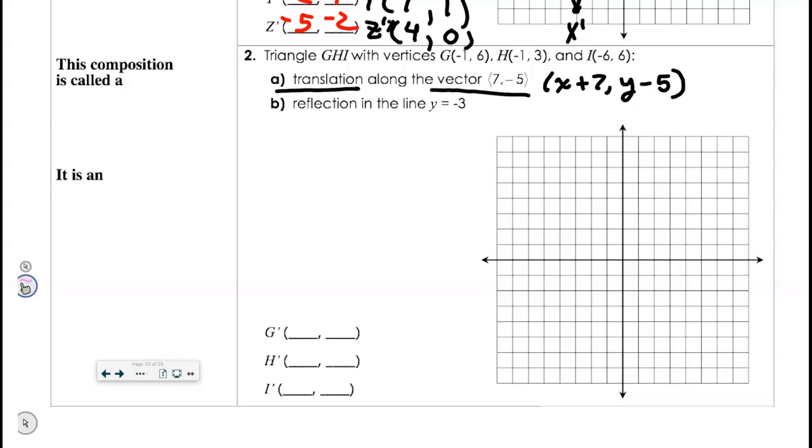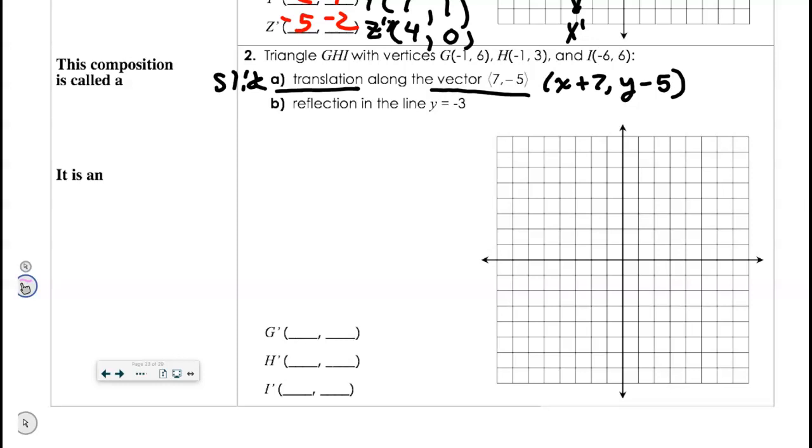So just know every time it says the vector, if it says 4, 3, you're going to go 4 to the right, 3 up. If it says the vector -1, 2, you're going to go 1 to the left, 2 up. It's the same. So that says translation, so I knew it was a slide. And this just means up 7, down 5. Are you okay with that?